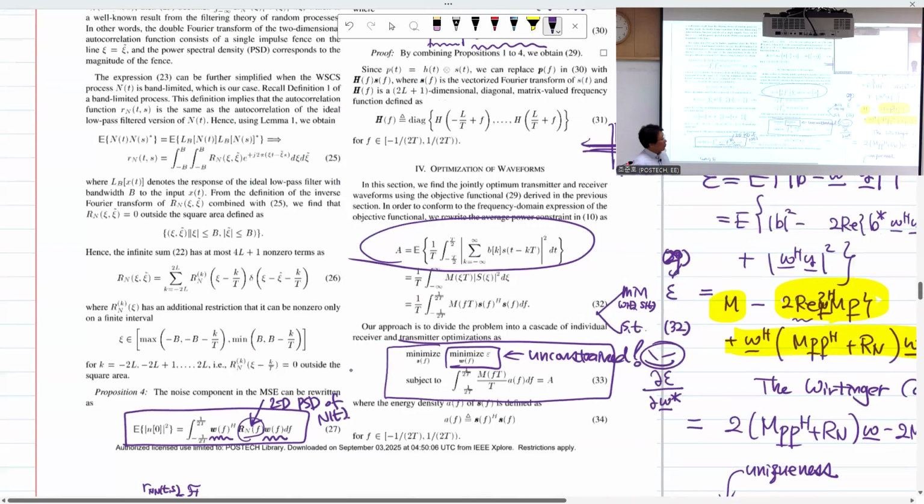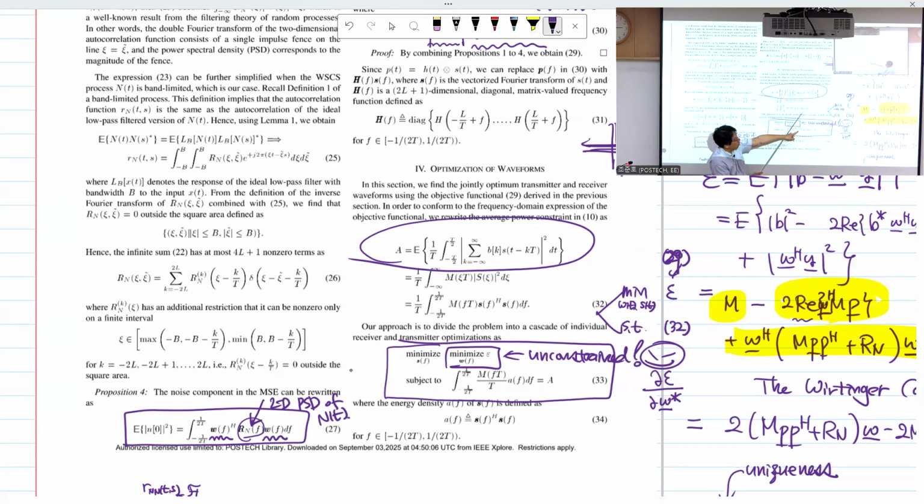Anyway, by the way, when we convert the constraint that is written this way and that one, we introduce here A of f that is appearing here. So A of f is simply the S of f, the vectorized Fourier transform of the transmit pulse, norm squared, at specific frequency offset f. Why do we do this?